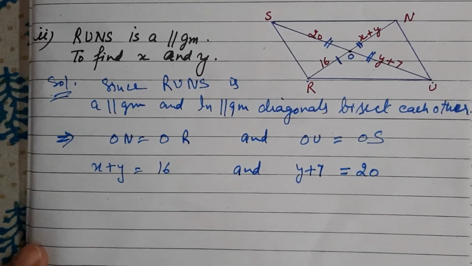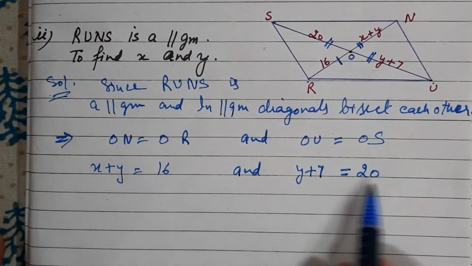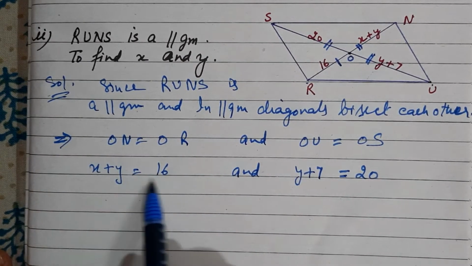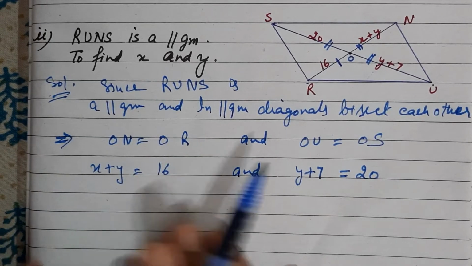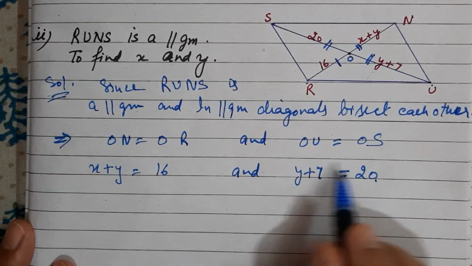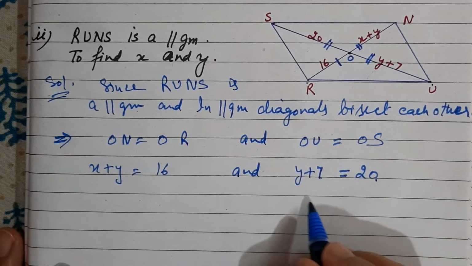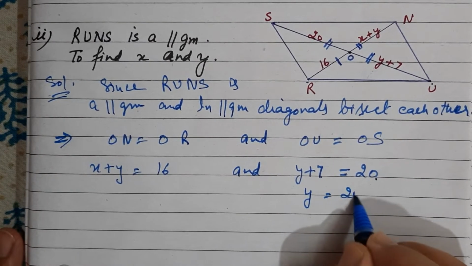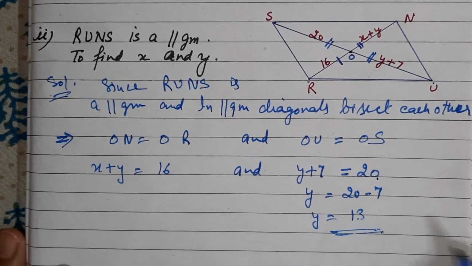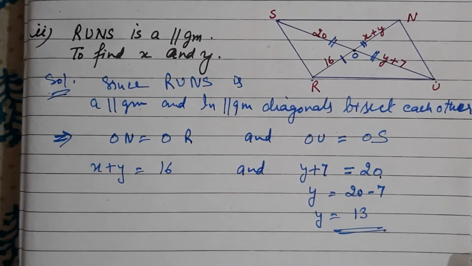Now we have got two equations. If we check the first one, this is x plus y. Two different variables are there. So we'll leave this first. y plus 7 is equal to 20. Yes, a linear equation in one variable we will solve to find out the value of y. y is equal to 20 minus 7, y is equal to 13. So this is one value.